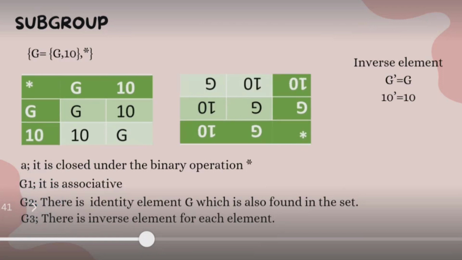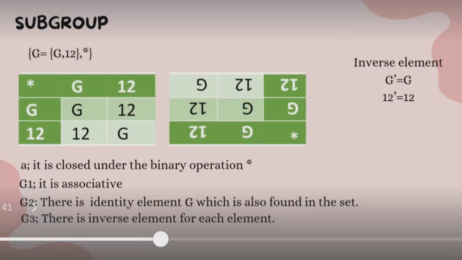So this also applies to the set of G with an element of G10. As you can see, it is associative because when we rotate this 180 degrees, the result is still the same. So it is closed under the binary operation of star and has identity element, which is G again. And of course, it has the inverse element for each element.